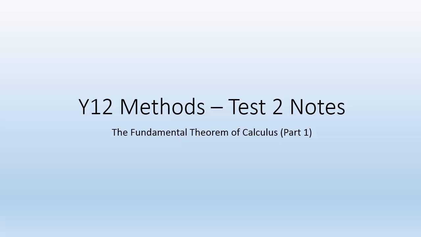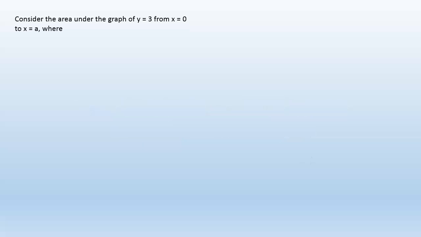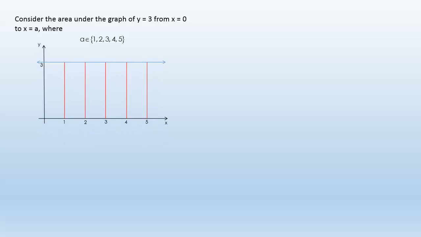The fundamental theorem of calculus, this is part 1, there's a part 2 of this which comes later. Consider the area under the graph y equals 3 from x equals 0 to x equals a, where a belongs to 1, 2, 3, 4 or 5.